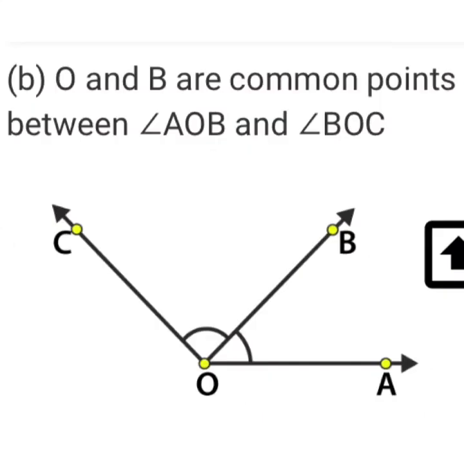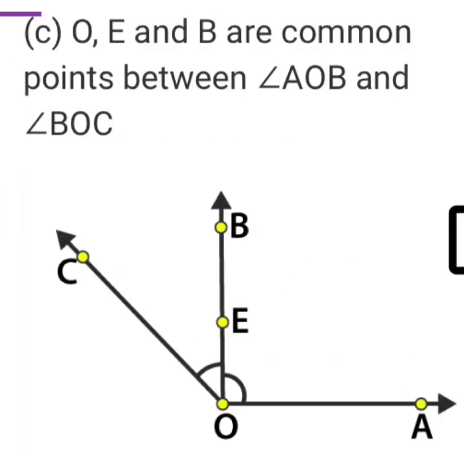Children, now 2 points in common. Here you can see angle COA, angle COB, angle BOA. So here the 2 common points are O and B. O and B are common points between angle AOB and angle BOC. Now children, third one, 3 points in common. We have to draw a figure which has 3 points in common.